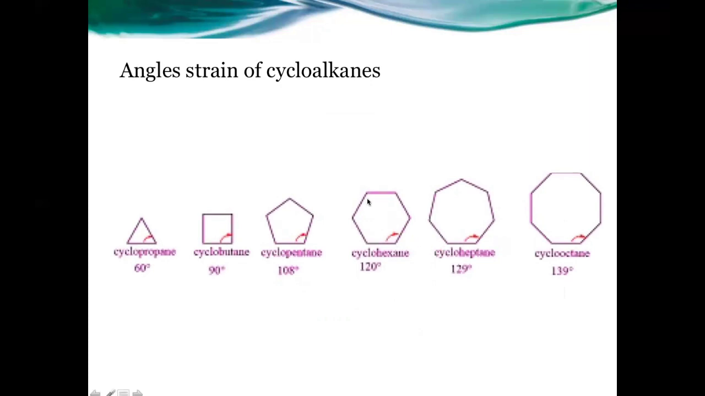So some angles of strain are near about here. For cyclopropane it is 60, for cyclobutane it is 90, for cyclopentane it is 108, cyclohexane is nearly 120. Cycloheptane is almost 129 degrees, and for cyclooctane it is 139 degrees.